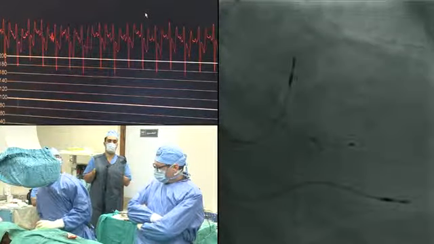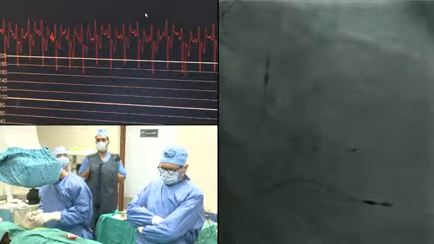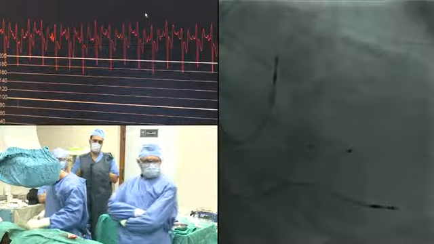So final step is skin closure, and 2 minutes we are done.